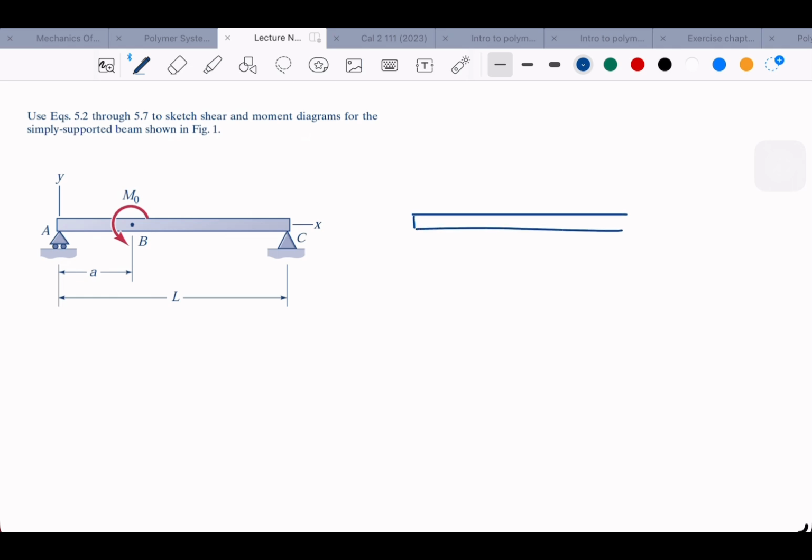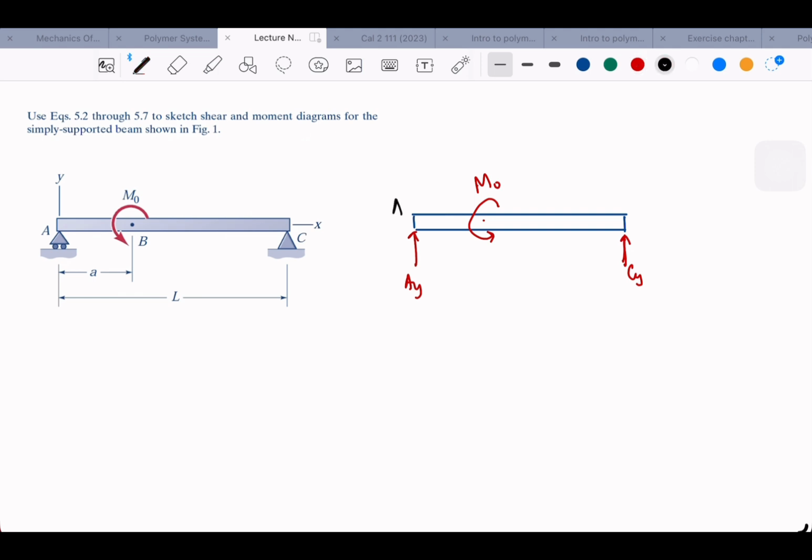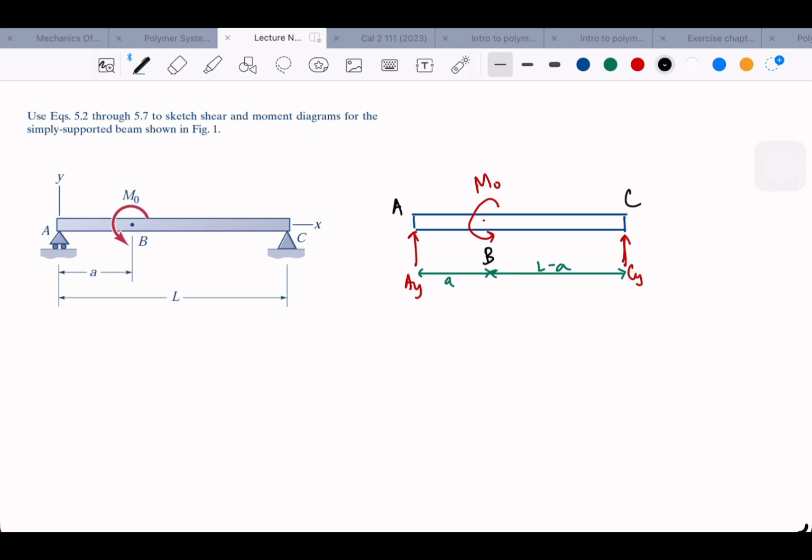Just take this, and then just take this AY and CY, okay. And then we are going to have some moment here, M0. So this is A, B, and C. And then some distance here, A, and the distance here is L minus A, practically the same components as we mentioned before, right?